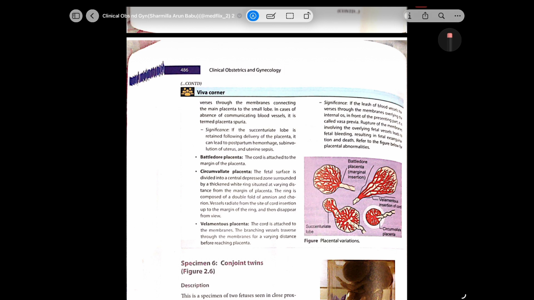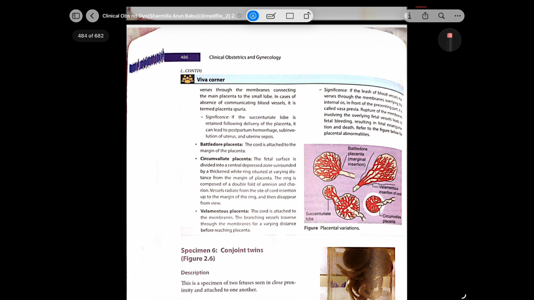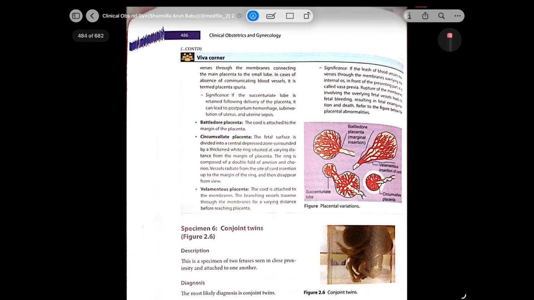Battledore placenta: the cord is attached to the margin of placenta. Battledore is margin. Circumvallate placenta: the fetal surface is divided into central depressed zones surrounded by a thickened white ring situated at varying distance from the margin of placenta. The ring is composed of a double fold of amnion and chorion. Vessels radiate from the site of cord insertion up to the margin of the ring and then disappear from view.